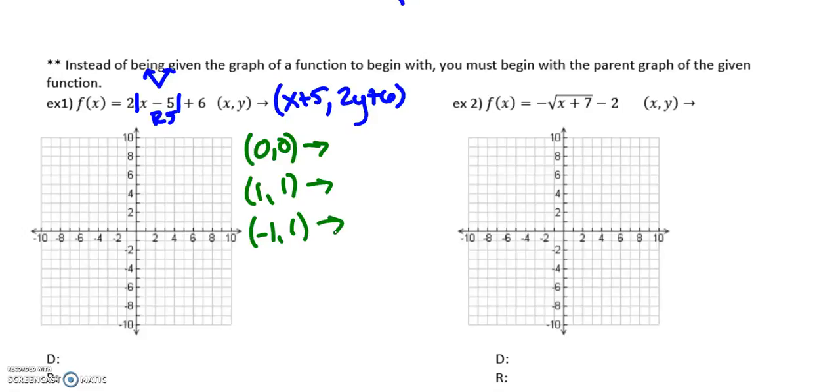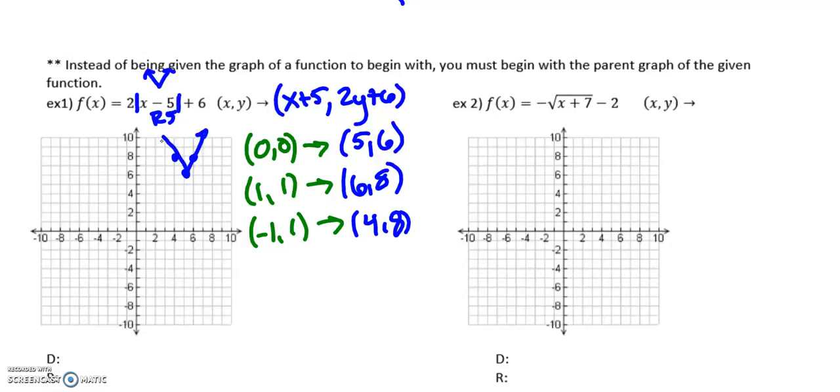A lot of times 3 points will give us a good look at what this function looks like. So I take those points and I run them through my filter right there, and I see 0, 0 comes out as 5, 6, 1, 1 comes out as 6, 8, and negative 1, 1 comes out as 4, 8. So I go to 5, 6, give myself a dot. I go to 6, 8, give myself a dot, and 4, 8, and give myself a dot. So I have my V shape coming down through those and traveling up through the other points, and there's my transformed absolute value graph.